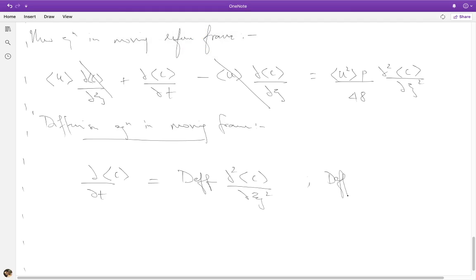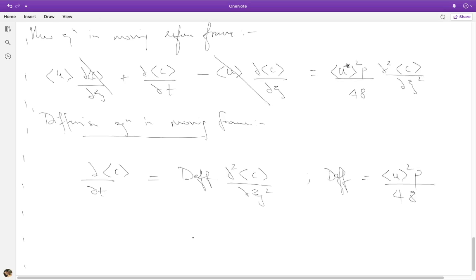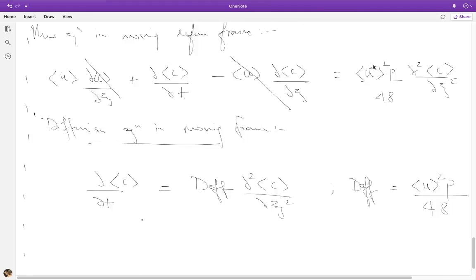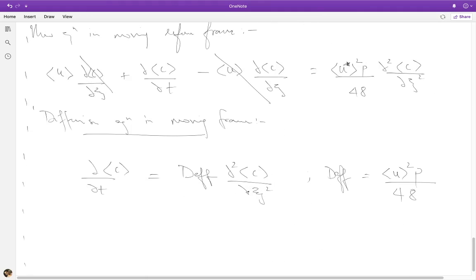Where the effective diffusion coefficient, or the dispersion coefficient, is the average velocity squared, the square is outside, times the longitudinal Peclet number divided by 48. And importantly, this is where we can now think of an initial condition.